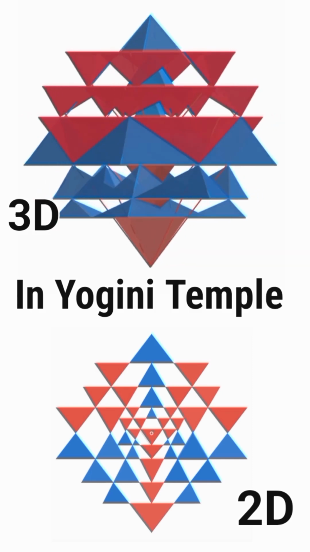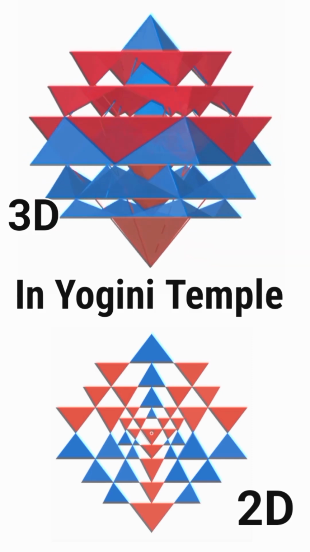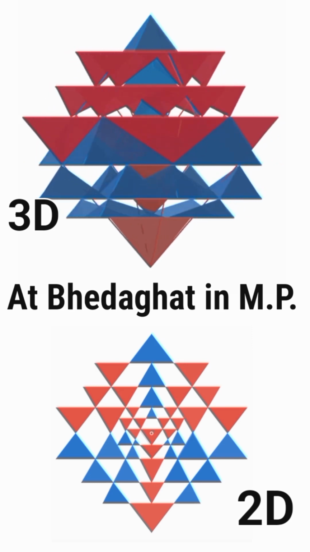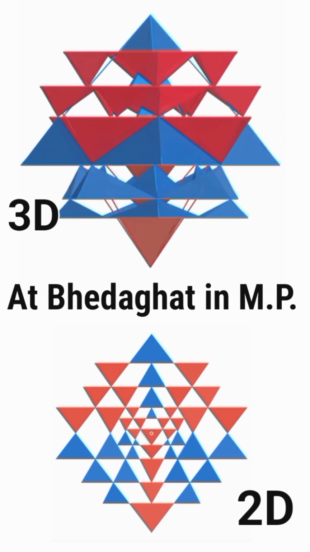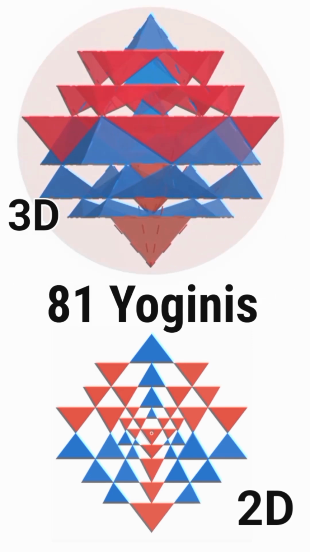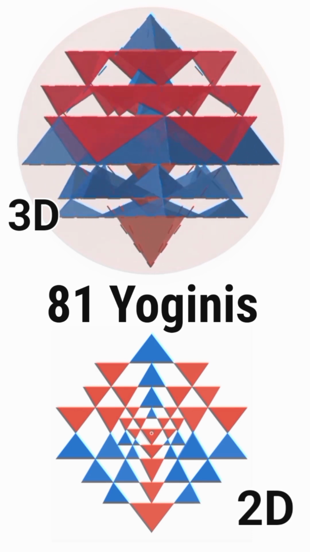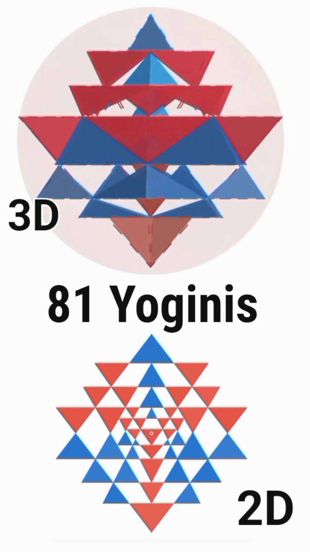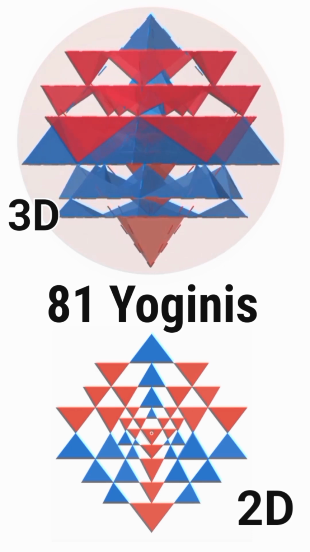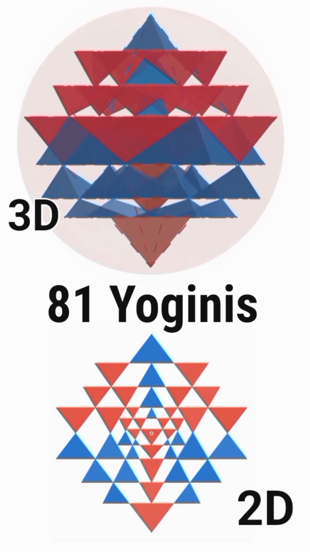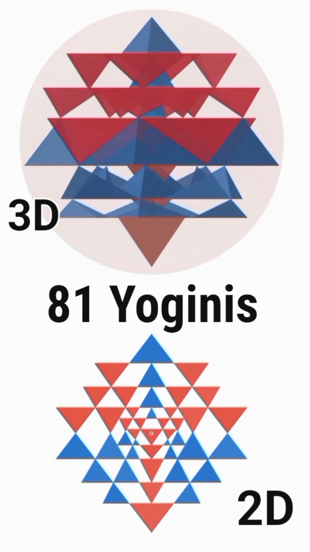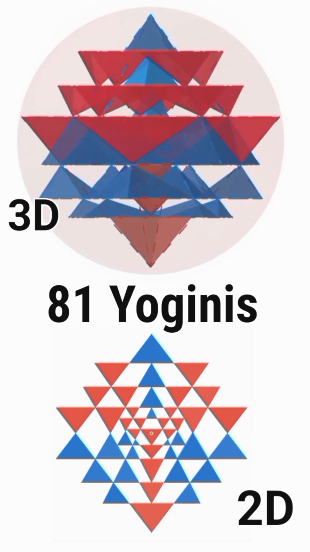Is it a mere coincidence? I feel someone must have thought of the three-dimensional Sri Yantra to very categorically include 81 yoginis. It sounds logical to me. I do not intend to hurt the existing religious belief about 64 yoginis. I am just expressing my thoughts here.